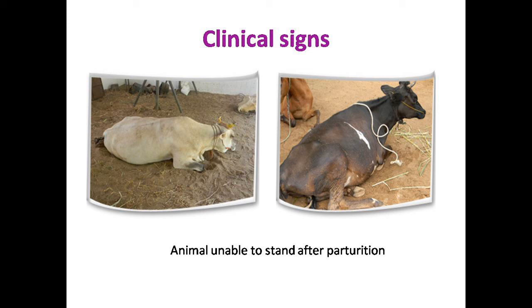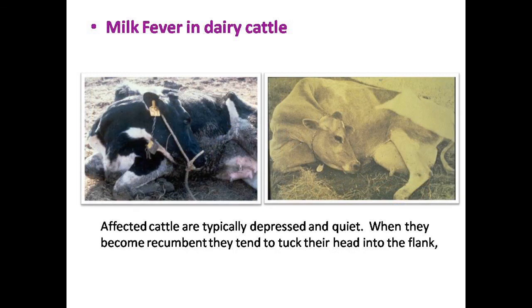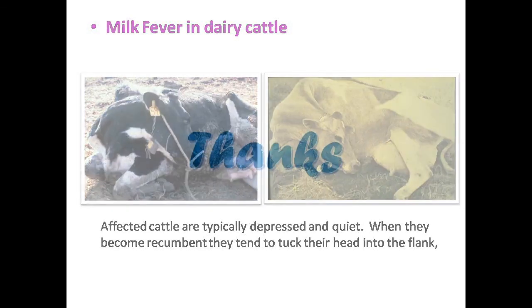Here we can see some pictures. The animal is in sternal recumbency, unable to stand after parturition. This is a typical posture of the animals. The affected cattle rest the head on the flank, that is, head into the flank, and this is the typical S-shaped posture seen in milk fever.